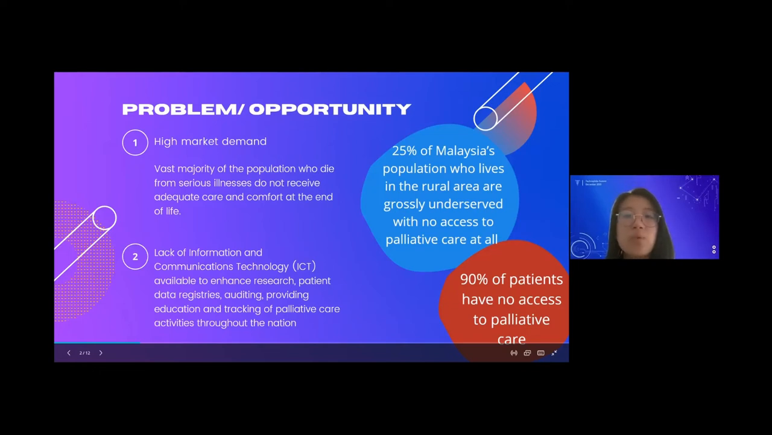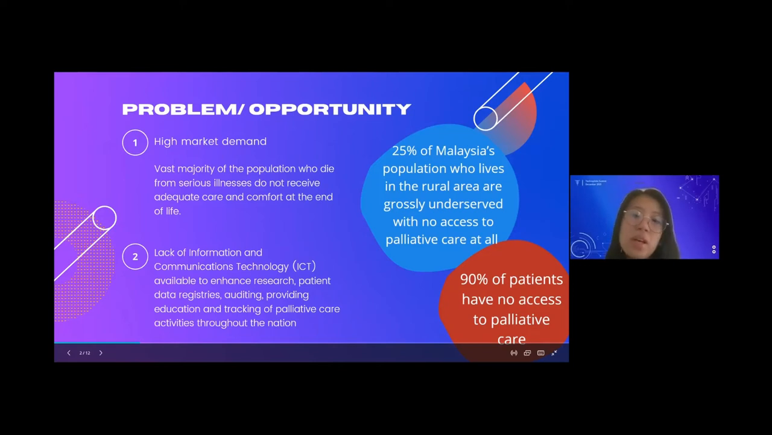Here in Malaysia, we are also currently lacking ICT to improve and monitor standards of palliative care medicine. Therefore, with our telehealth mobile phone application, our team aims to enhance patient data registries, auditing, providing education and tracking of palliative care activities throughout the nation. Our application could also be used as a platform for data gathering to enhance future research, as well as to provide education for medical personnel.